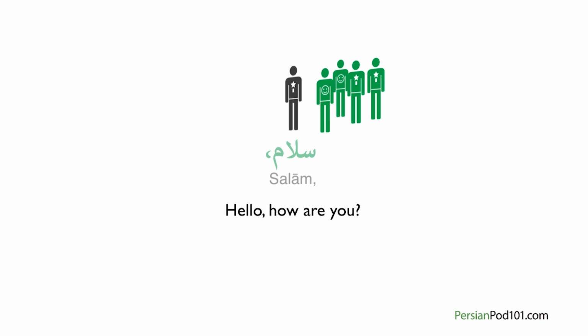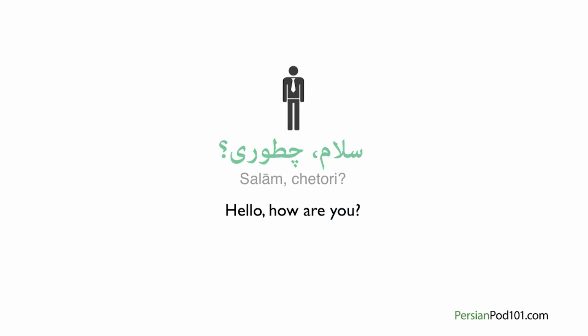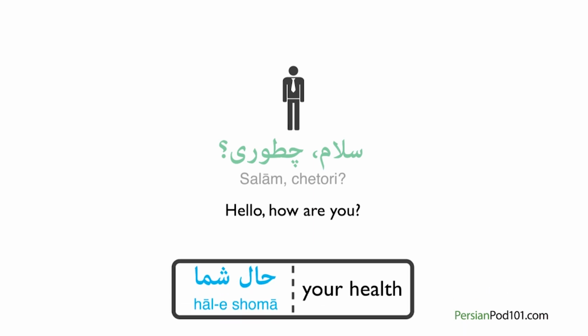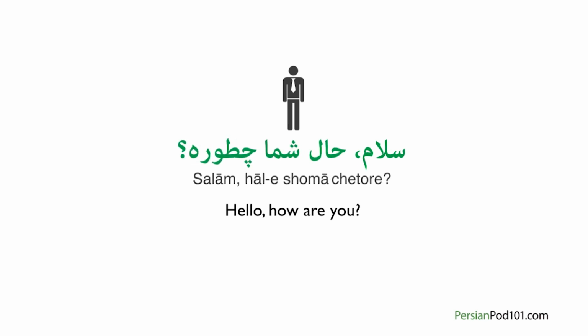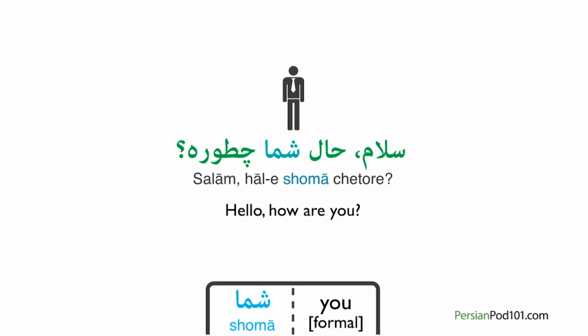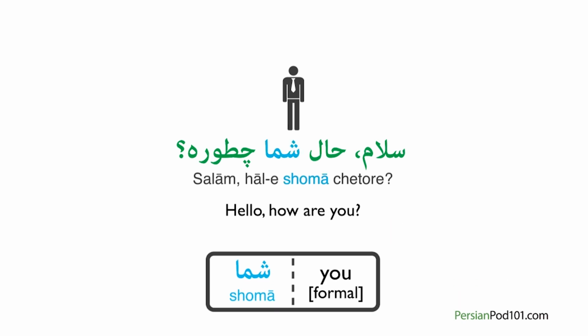Let's try out the informal way of saying hello, how are you? Salam, chetori. The I in chetori makes this sentence second person. The formal way becomes slightly longer. Add hale shoma, which means your health. Salam, hale shoma chetore. Hale shoma chetore literally means how is your health. We use the word shoma, you, instead of saying chetori to make this more formal.